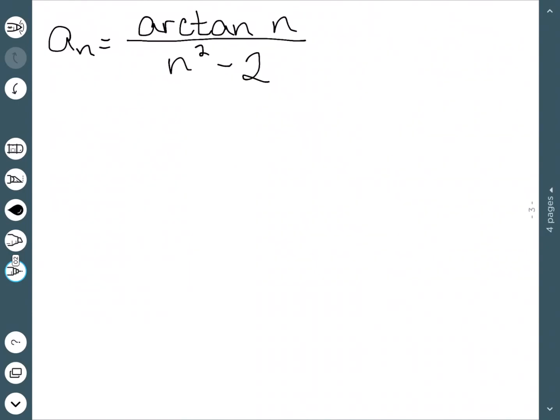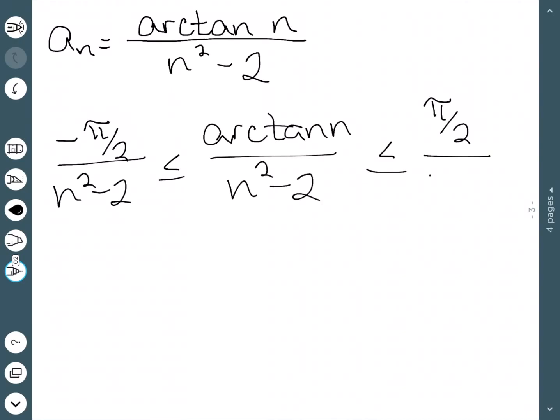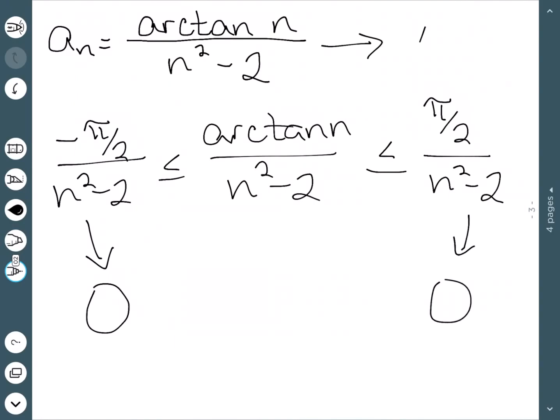Another example, arctan of n over n squared minus 2. Arctan is always going to be between pi over 2 and negative pi over 2. So once again, I'm going to trap it between two values, and then I'll divide all the way through by n squared minus 2 so that I have this sequence in the center. As n tends towards infinity, the left is going to be towards 0 and the right's going to be towards 0. So the limit of the center is once again 0.